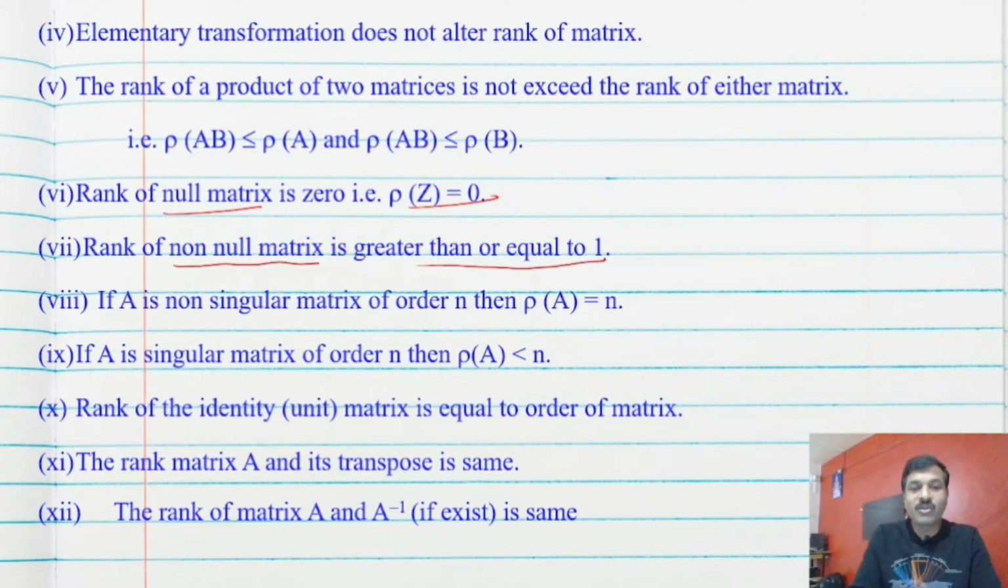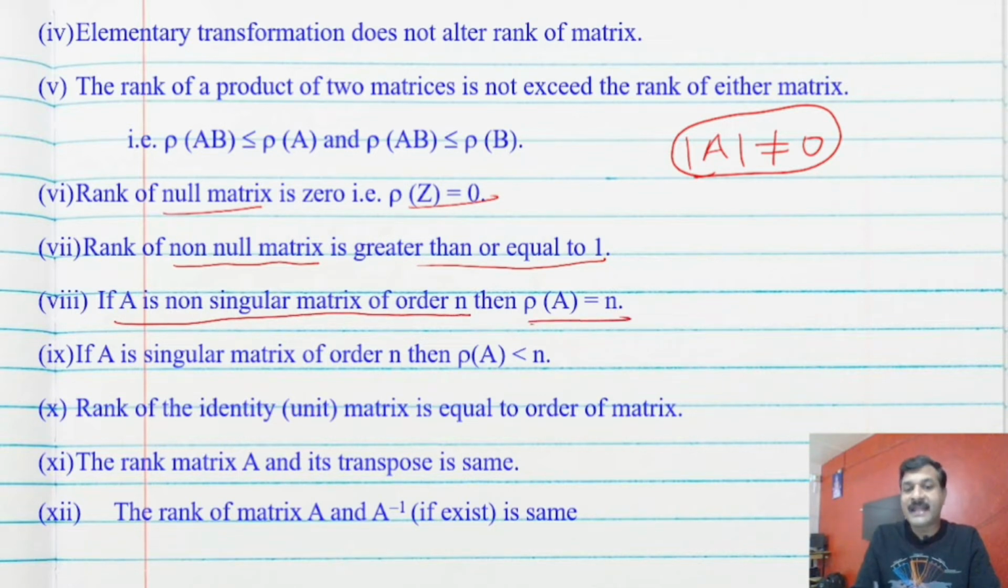If A is a non-singular matrix, means what? It is a square matrix, first thing, and determinant is not equal to 0, means highest order determinant is order itself. It means that if A is a non-singular matrix of order n, then rank equal to n. And if determinant of that square matrix of order n equal to 0, means highest order determinant or minor vanishes, means definitely rank is less than n.